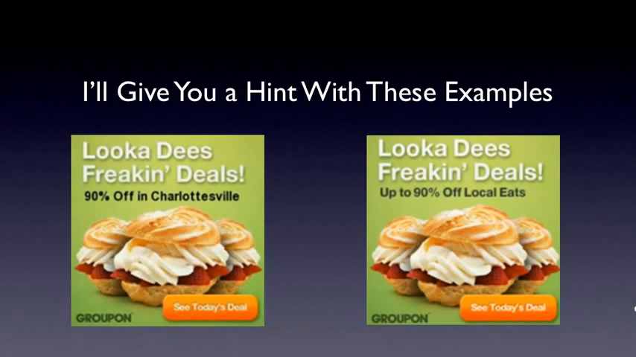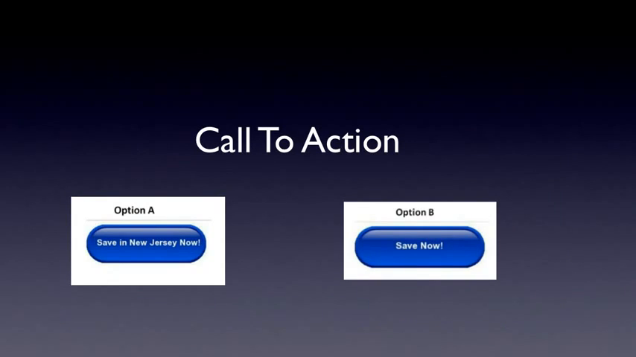Well, let's have a look at these examples. As you can see on the left-hand side, it's actually targeting the location in Charlottesville. And on the right-hand side, it's just saying local leads. So there's nothing familiar with the right-hand image, but the left-hand image immediately unconsciously targets the prospect's mind.